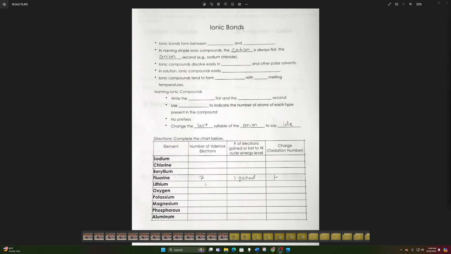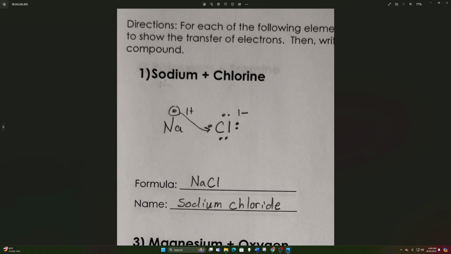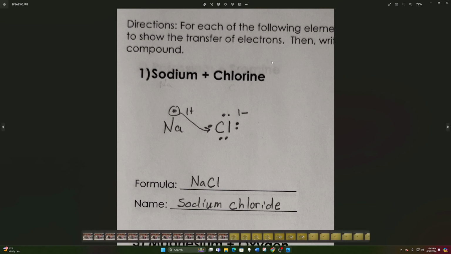You could do this chart too, but it's similar enough to the one that we did yesterday. If you need to do it for review, go ahead and do it. Otherwise, start on the next pages. So here's an example: sodium chlorine.